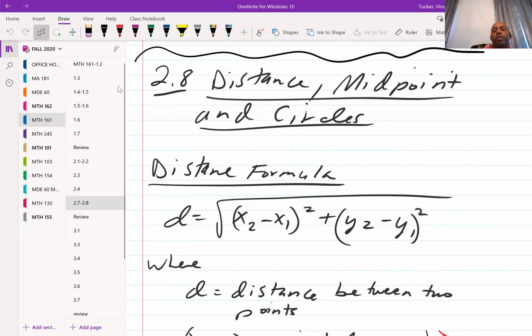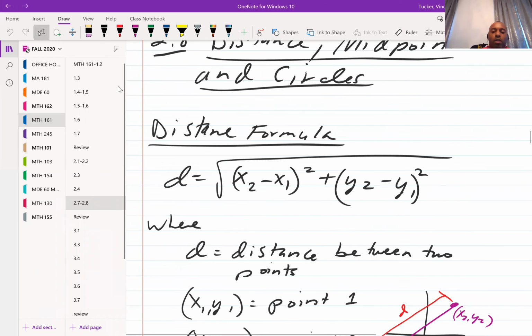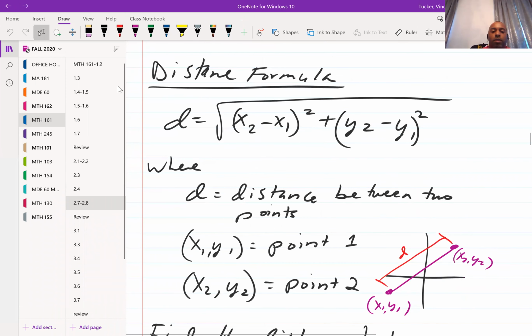So the first formula is our distance formula that we're going to encounter in this section. It's just the distance between 2 points. So you have d equal to the square root of x2 minus x1 squared plus y2 minus y1 squared. And here we go, just a little bit of a diagram. You have your 2 points, and you're talking about a distance between those 2 points. x1, y1 is point 1, x2, y2 is point 2.